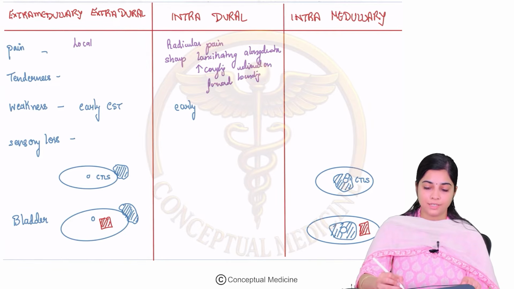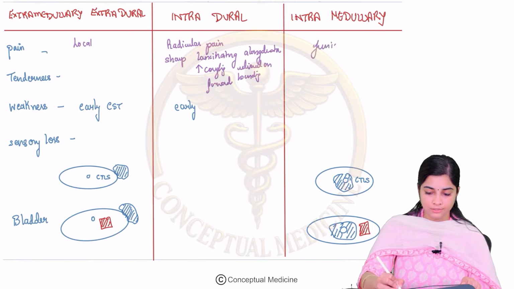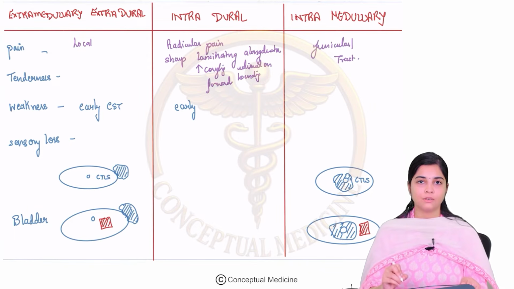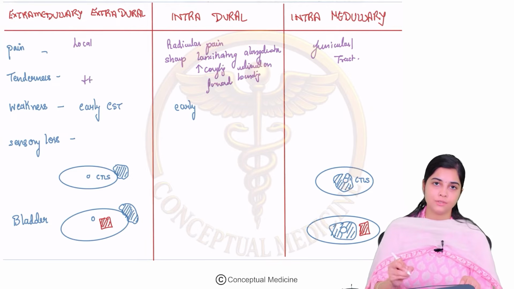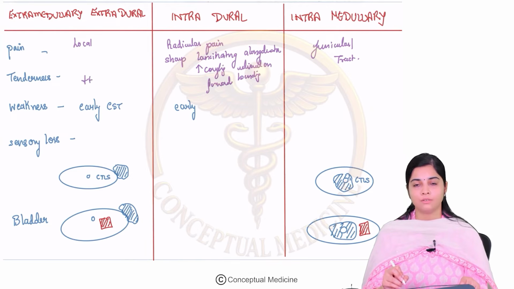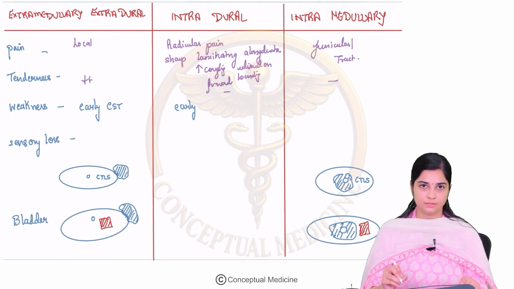What type of pain in intramedullary lesions? You will have funicular or tract pain. Tenderness will be there in extramedullary extradural. Yes, metastasis, Pott spine can all cause tenderness. It's not there in the others.